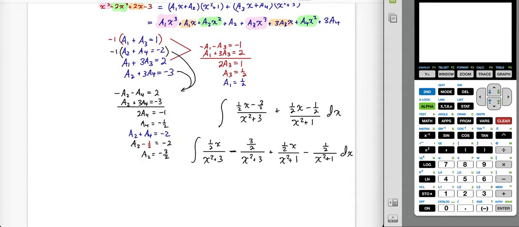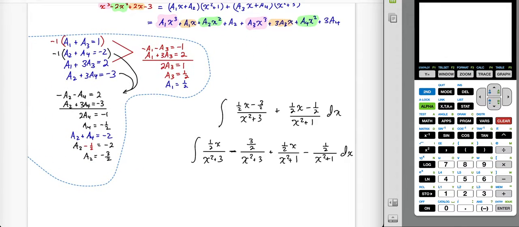Alright, so actually I can move all this stuff over, create some more space here.